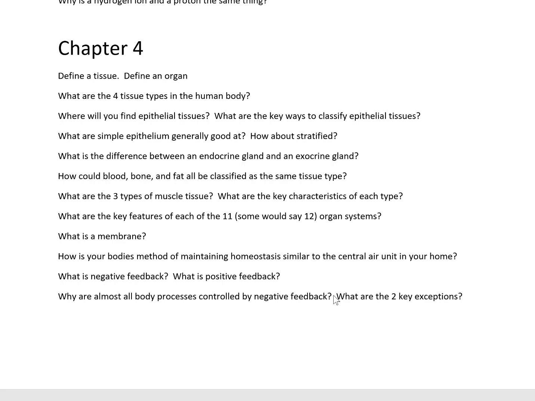Why are almost all body processes controlled by negative feedback? Because our body is already in a state of homeostasis. We don't want it to change very often. The two key exceptions would be labor and delivery. Once that starts, you want to speed that process up. You don't want your body to stop having a baby once it starts. You don't want your blood to stop clotting once it starts. So those are the two key exceptions of positive feedback, labor and delivery and blood clotting. Think emergencies. In emergencies, your body will use positive feedback when something has to happen quickly.